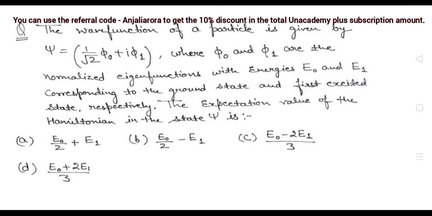Another thing, to know the energy, we should know about the system. What is the system given to us, guys? You can see it is mentioned as the wave function of a particle is given by this. This wave function has been given to us. Normalized eigenfunctions with energies E naught and E1 corresponding to the ground and the first excited states. Clear? So do we need to find the energies?